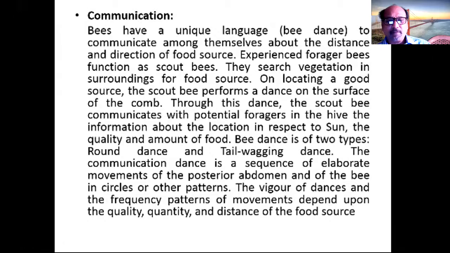dance. When the distance is below 50 meters, they show the round dance, but when it is in kilometers, away from 50 meters, then they show the tail wagging dance. And as per the sun direction, they show the angle of the tail wagging. After tail wagging they generally make a circle, forming the figure of eight, the symbol. And the direction is given by the sun.